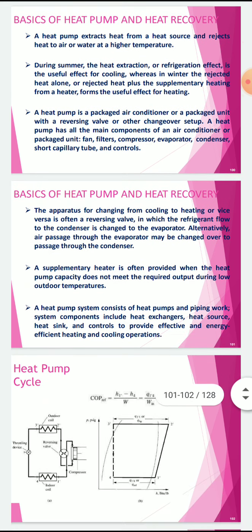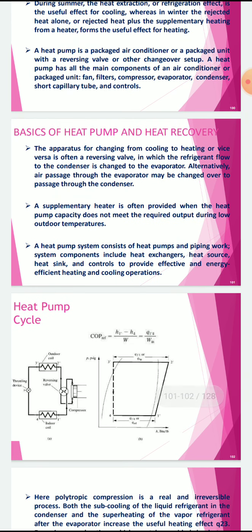Now, basics of heat pump and heat recovery. The apparatus for changing from cooling to heating or vice versa is often a reversing valve in which the refrigerant flow to the condenser is changed to the evaporator. Alternatively, air passage through the evaporator may be changed over to passage through the condenser. A supplementary heater is often provided when the heat pump capacity does not meet the required output during low outdoor temperatures.